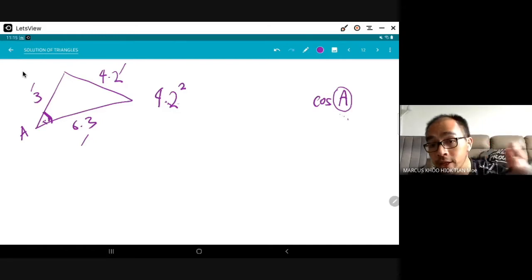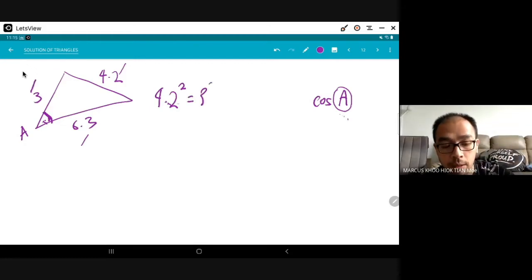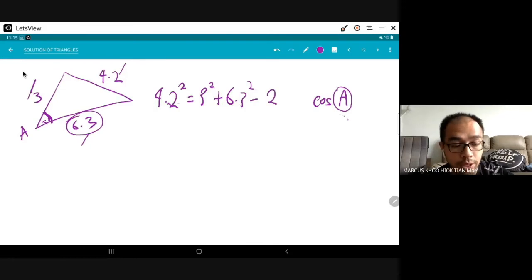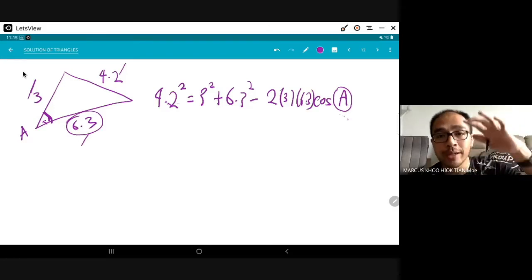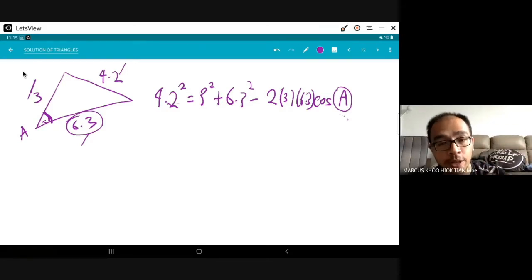Then after that, you just put inside the formula. 4.2 squared equals 3 squared plus 6.3 squared minus 2 times 3 times 6.3 cos A. I want you to learn to put the correct numbers inside the formula first. I don't want to teach you how to calculate yet. I just want you to learn how to use the formula. You don't need to memorize the formula. Just put the numbers in.